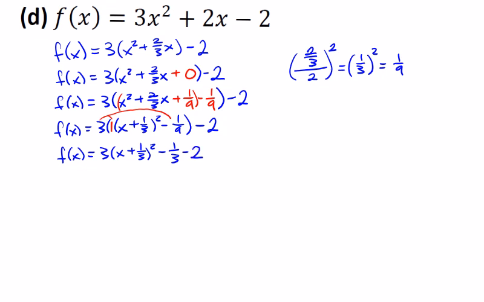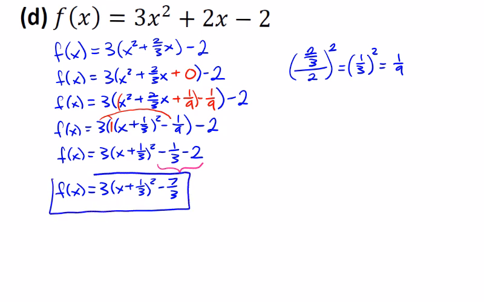And the only thing left is to combine the two constants here at the end, negative 1/3 minus 2. You'll want to get a common denominator to make that happen. Here's the result, 3 times x plus 1/3 squared minus 7/3. And that gets you into vertex form for this function.